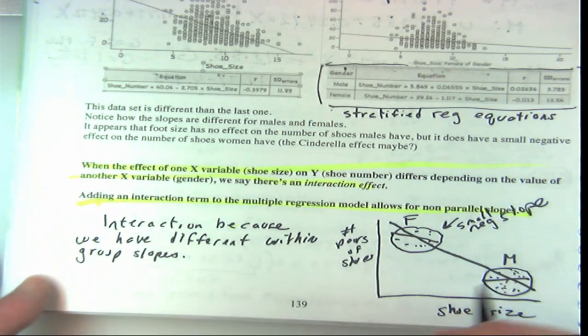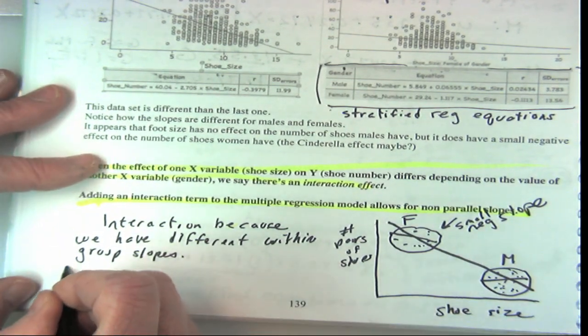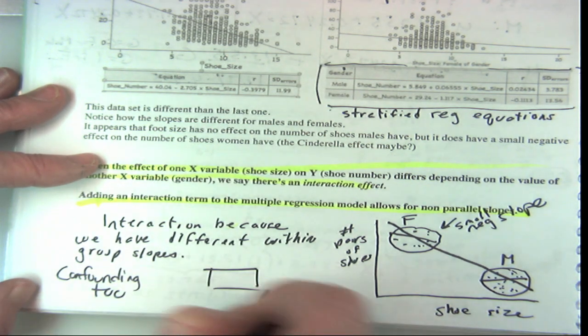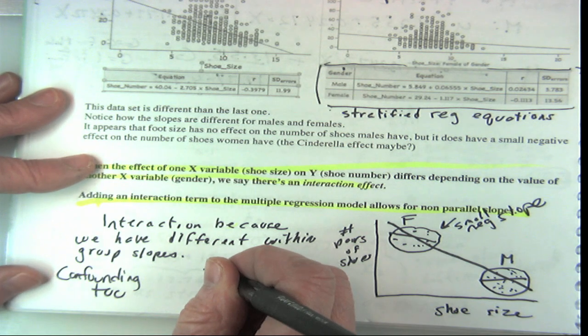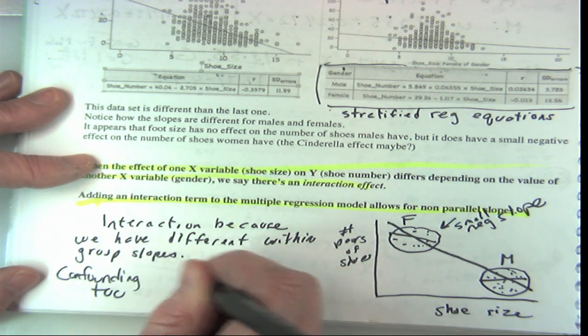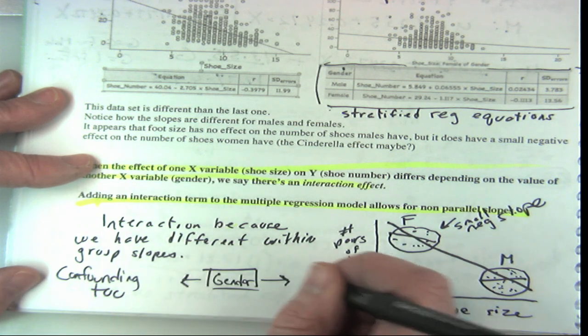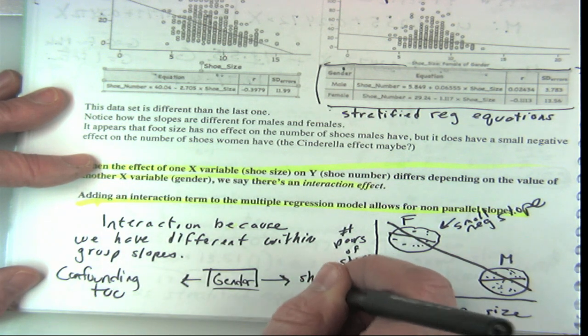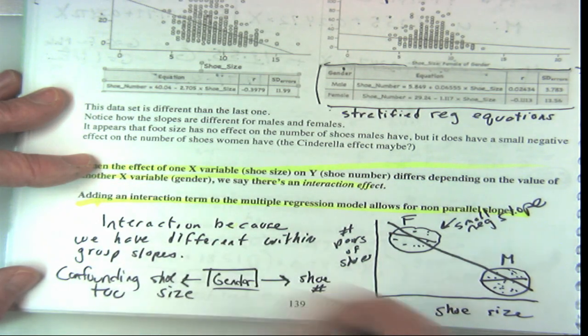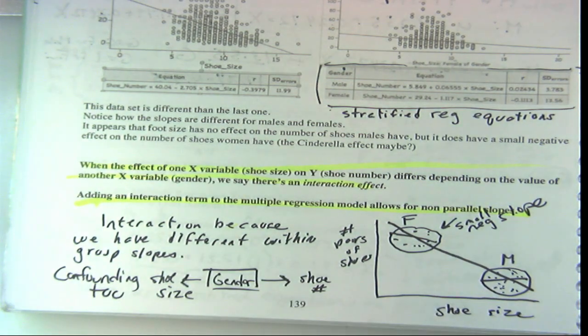And there's still confounding, too. There's confounding, which is completely different. Why? We still have group membership, gender, affecting both things, both shoe number, the Y variable, and shoe size. So we've got both going on here. All right? So how are we going to deal with that? Well, we're going to add an interaction term.